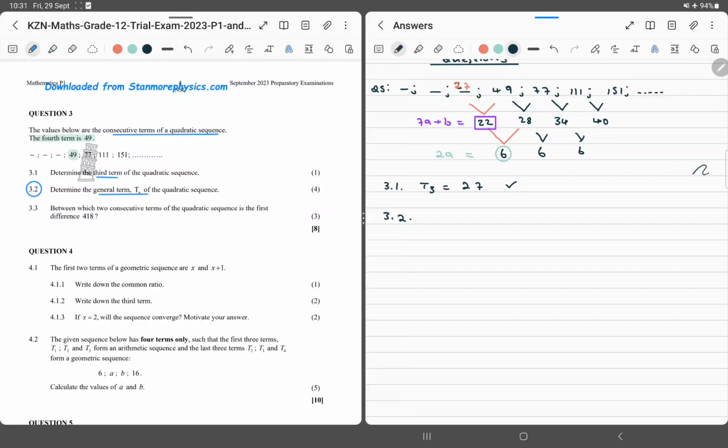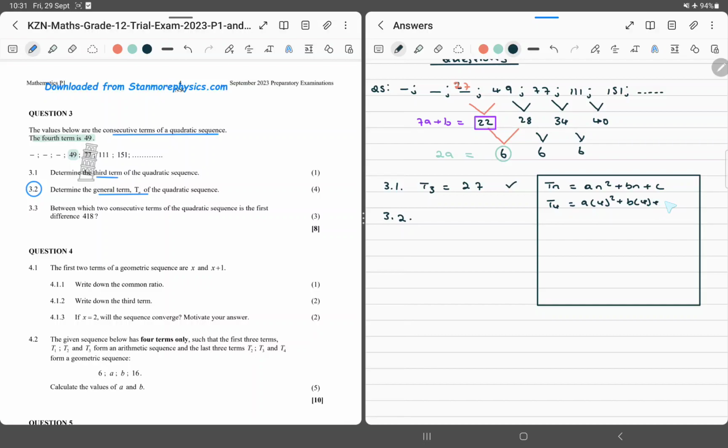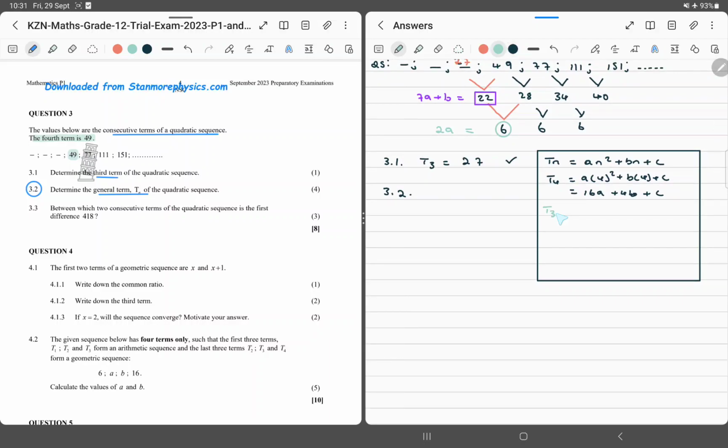Here are some notes for you guys. Let's do it. So always try to use what you're given. In general, the nth term is an squared plus bn plus c, right? Now remember, this is the fourth term minus the third term. So T4 is going to be a into 4 squared plus b into 4 plus c. This is going to be 16a plus 4b plus c. And then T3 is going to be a into 3 squared plus b into 3 plus c. This is 9a plus 3b plus c.